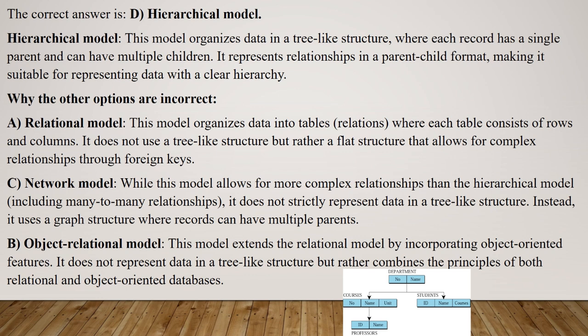C, network model. This model allows for more complex relationships than the hierarchical model, including many-to-many relationships, because in the network model every node or entity may have a relationship with different entities. It does not strictly represent data in a tree-like structure. Instead, it uses a graph structure.